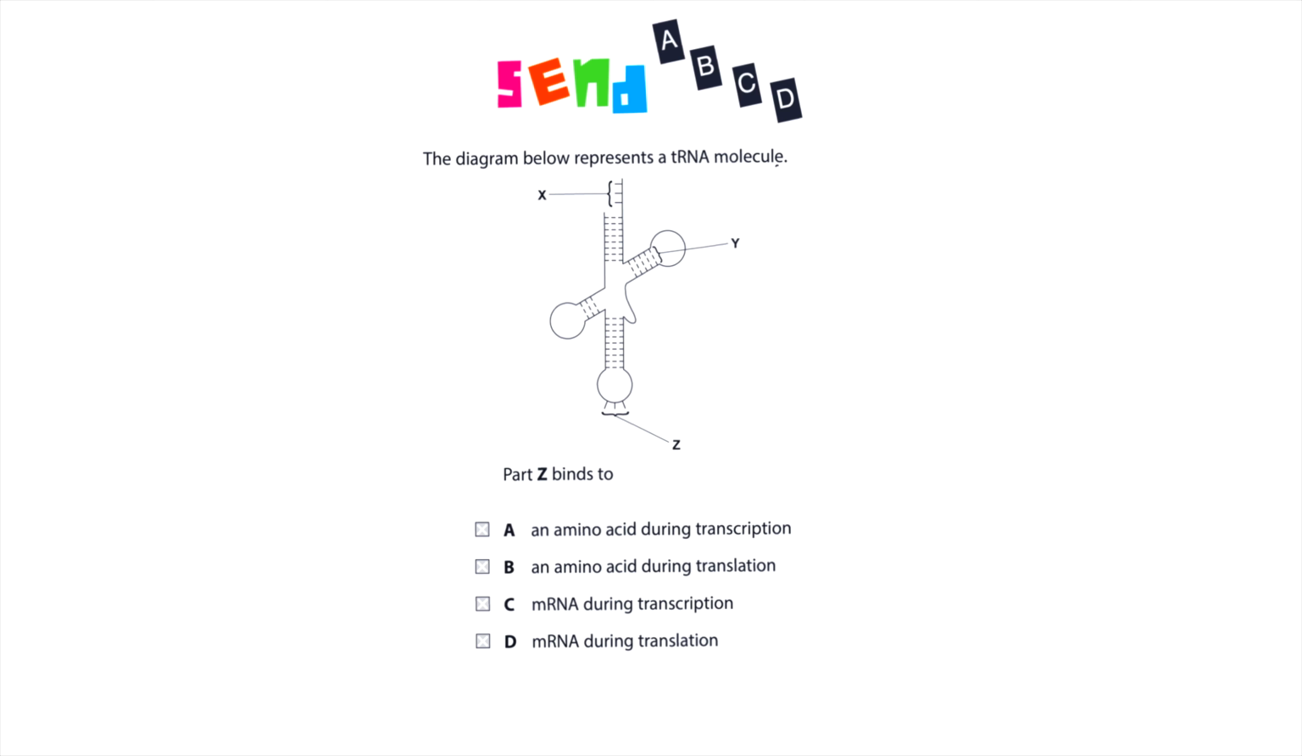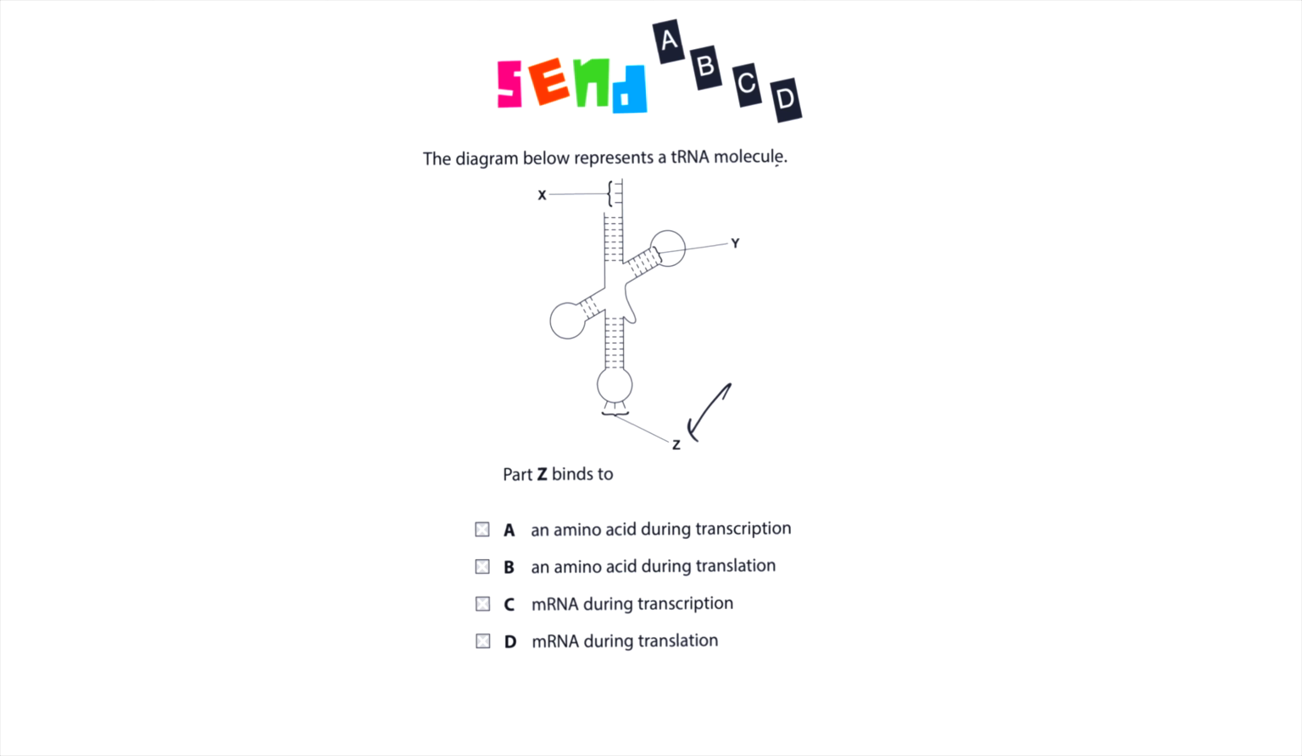Lastly, they're asking you to identify part Z. We said earlier that part Z is the one you would need for the anticodon. This triplet here is called the anticodon. And the anticodon pairs up with the codon on the messenger RNA during translation.